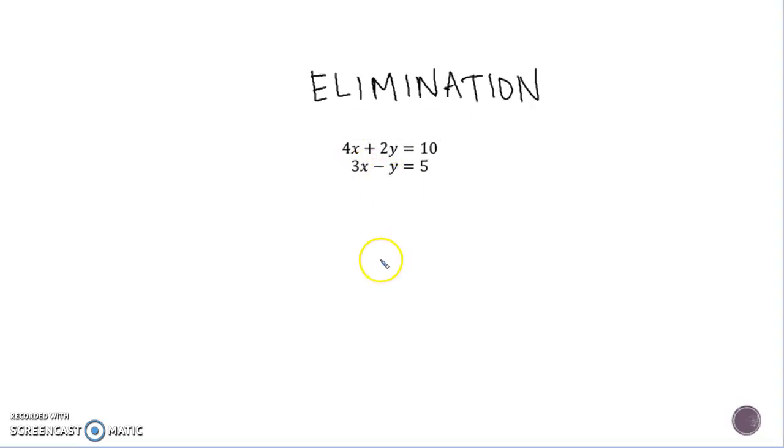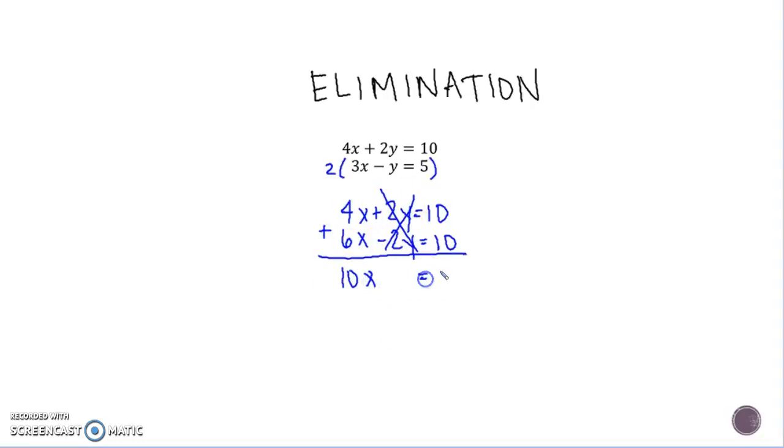They're already set up where x and y are on the same side. I need one variable to cancel, and I notice that 2y and negative 1y can easily cancel if this negative 1 became a negative 2. So if I multiply the entire bottom equation by 2, I bring the top equation down, and then I multiply everything by 2. So I get a 6x minus 2y equals 10, and then I can add. My y's are what's going to cancel. 4x plus 6x is 10x. 10 plus 10 is 20. To solve for x, all I do is divide by 10, so x equals 2.